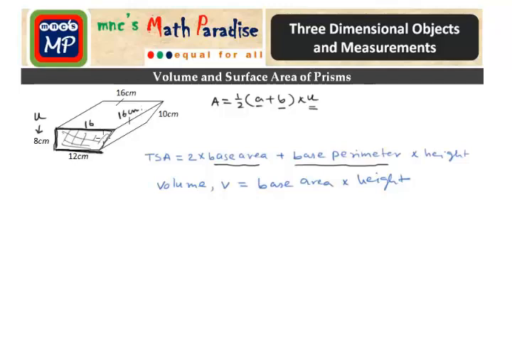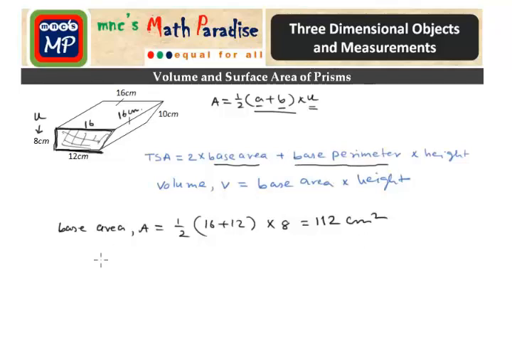So here, if we use this formula, then the base area, that is the area of this trapezium base, the base area A is half the sum of the parallel arms, which is 16 and 12, (16 plus 12), times the perpendicular distance between the parallel arms, which is 8. So if we calculate the base area, we will get 112. Since the dimensions are in centimeter, we will get it in centimeter square.